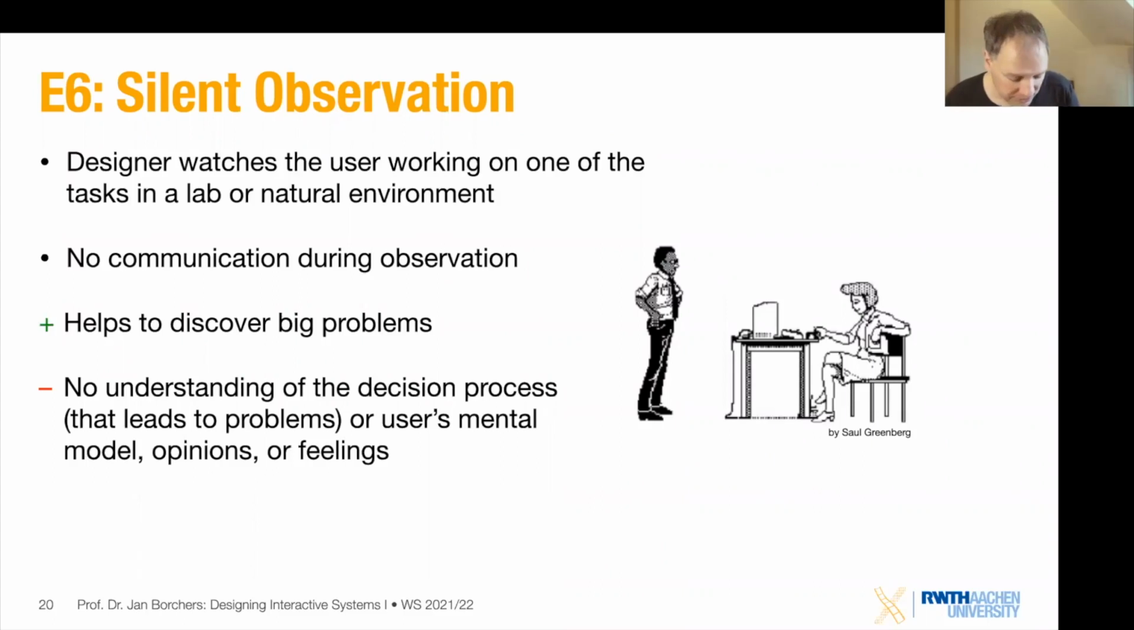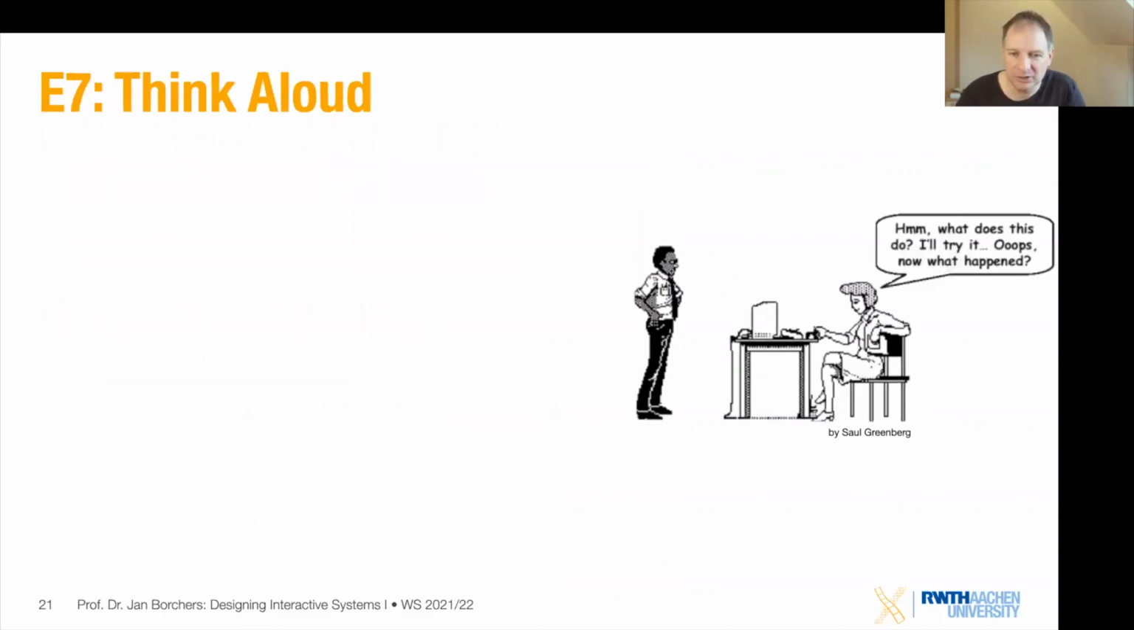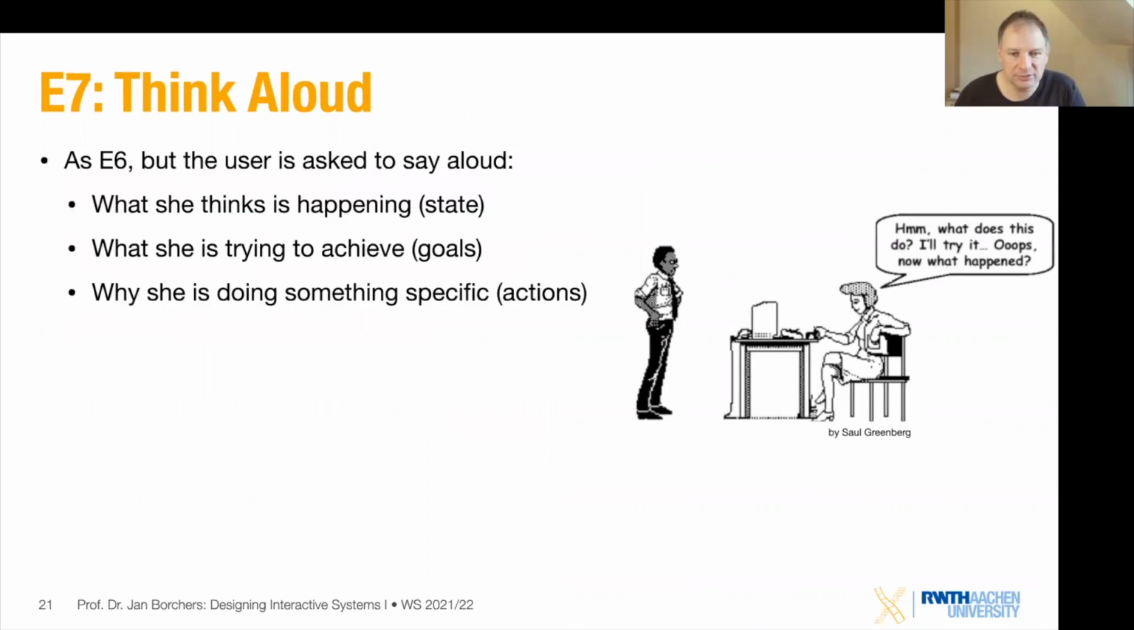All right, but in order to solve some of this, there's a more elaborate way of doing this. I don't want to say a better way. You do think aloud, which is technique E7. Now that means it's like E6, like silent observation, but now the user is actually asked to talk aloud.